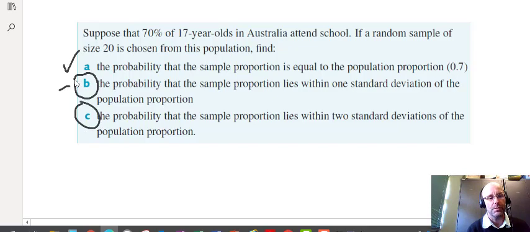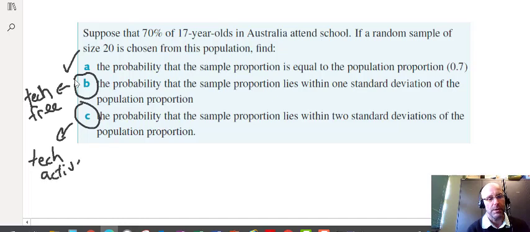I'm going to do part B tech-free, and I'm going to do part C tech-active, just so we're covered in both instances and we can look at the differences. Okay? Capiche? So in part B, as we said, n is equal to 20.